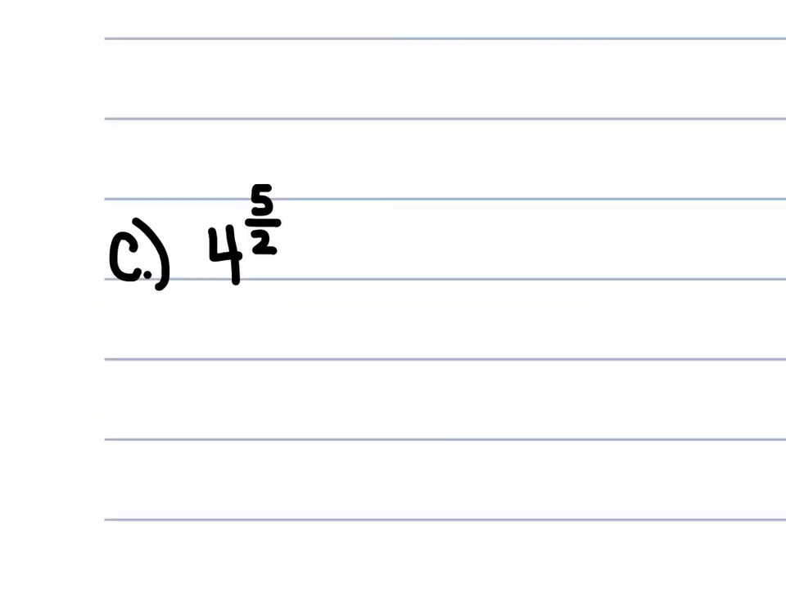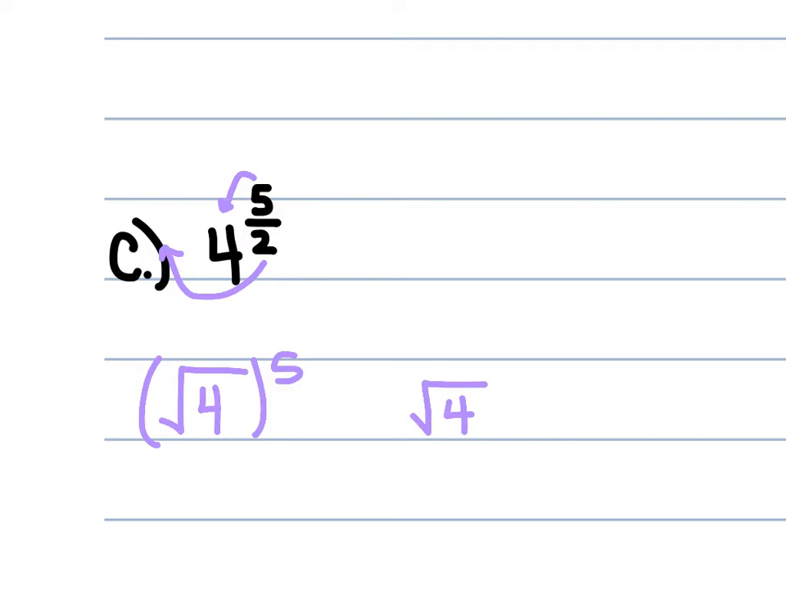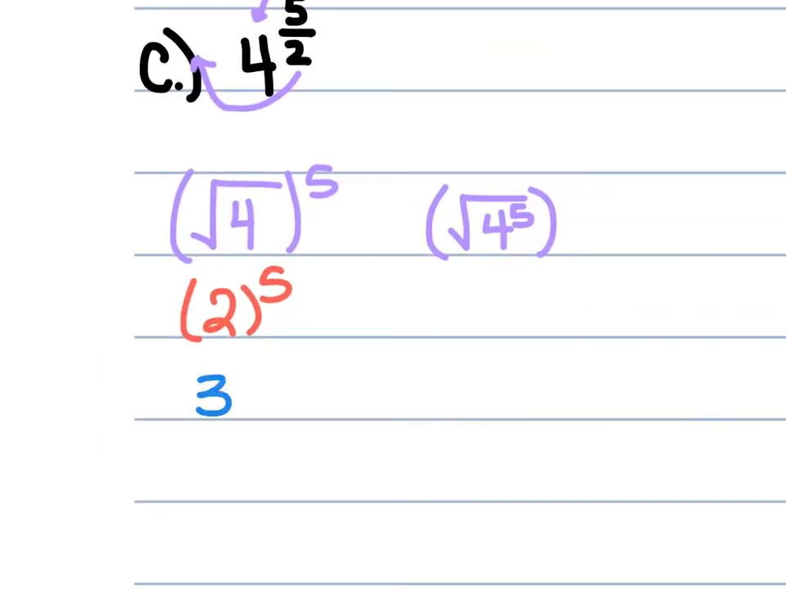For C, we have 4 to the power of 5 over 2. So again, the 5 is going to stay with the 4. The 2 is going to become your index. So we're going to do the square root of 4 raised to the 5th power. Again, you could also do the square root of 4 to the fifth power like this. Totally up to you. I know that the square root of 4 is 2. And then if I raise 2 to the fifth power, I'm going to have 32.